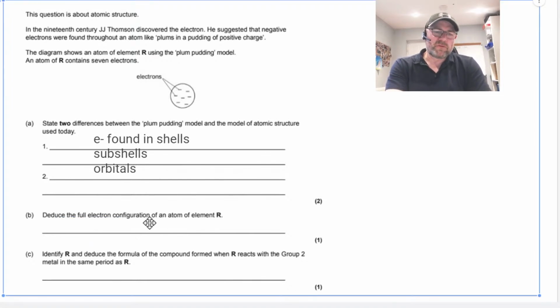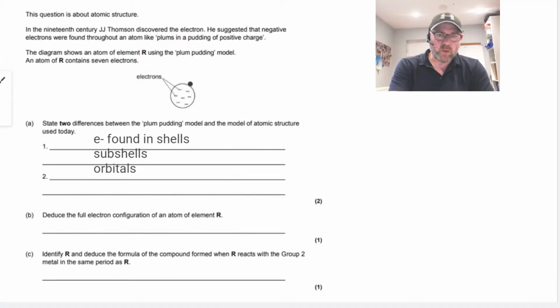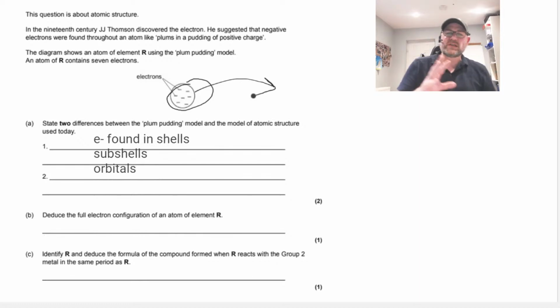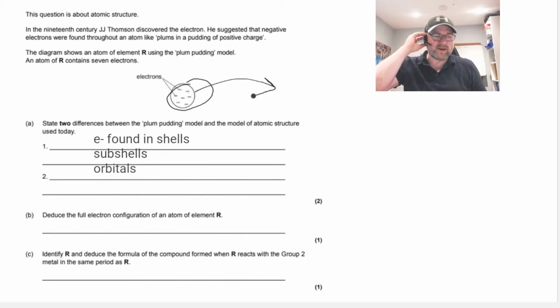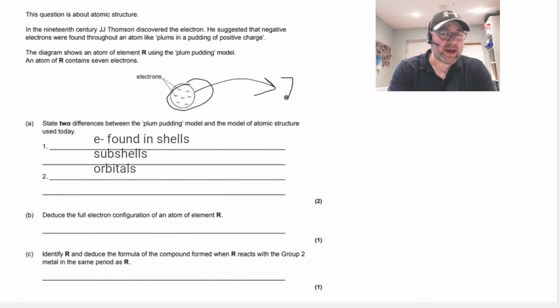Now it says deduce the full electronic configuration of an atom of R. So in old money, we would count how many electrons are here. And you might remember from your GCSE structure, we could work out the electronic structure by the old GCSE method. Any ideas what the electronic structure would be? I don't know if you can see that, but there are 7 electrons. So what would the electronic structure be in the old GCSE method?